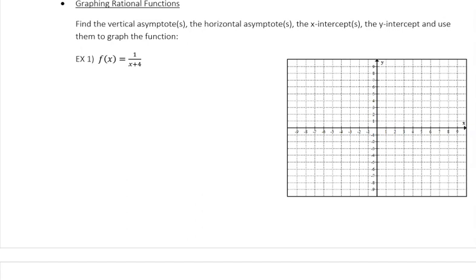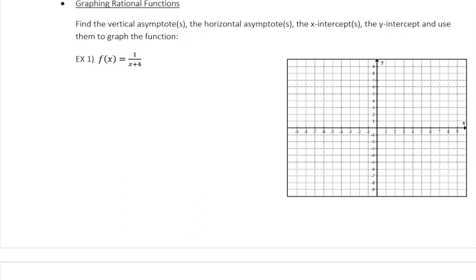So in this one we are going to actually start graphing some rational functions. We kind of have all the pieces that we need now, so we're going to put them all together and throw it on a graph. So for each of these, we're going to be finding the vertical asymptotes, horizontal asymptotes, x-intercepts, and the y-intercept. And we're going to use all of those things to graph the function.